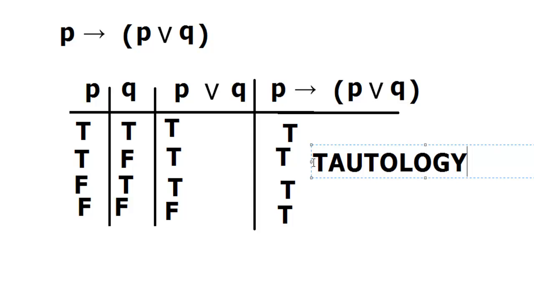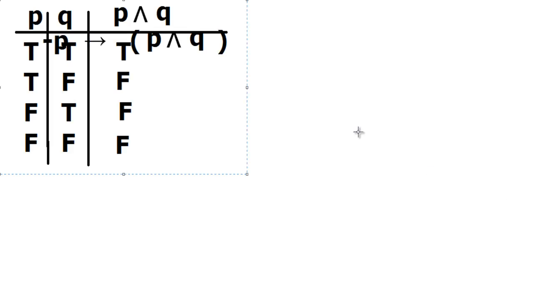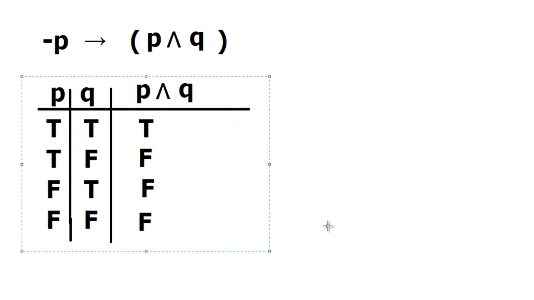All right, so let's look at a truth table for this compound statement: negative P implies P and Q. We had created a truth table for P and Q, so let's bring it in here.